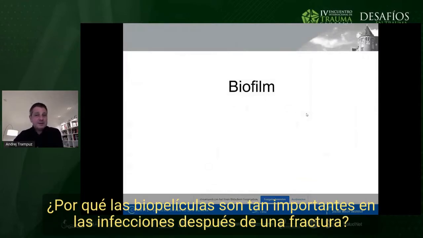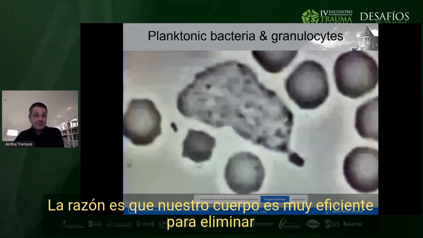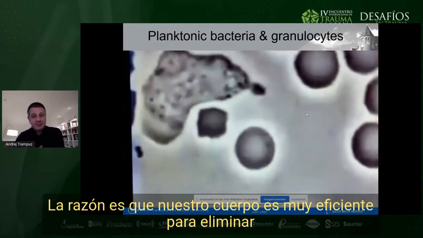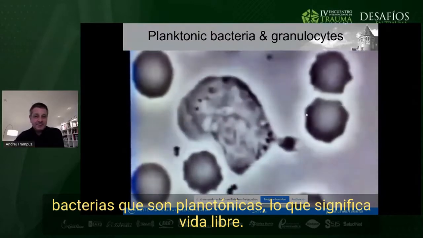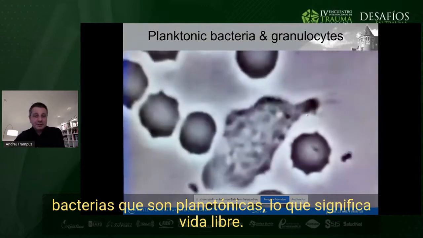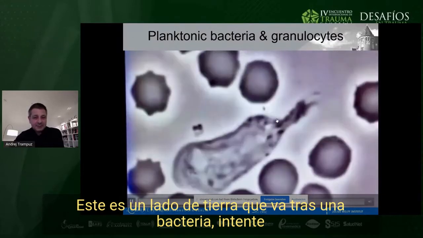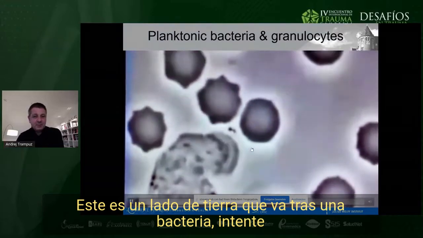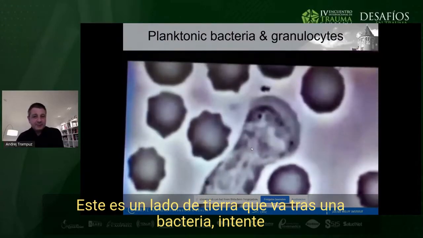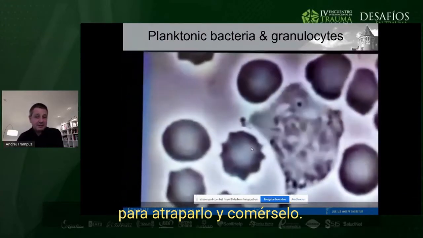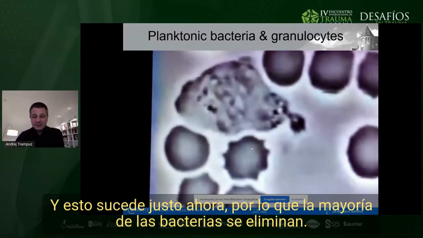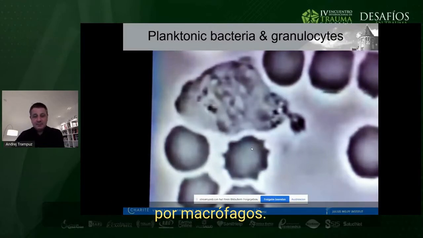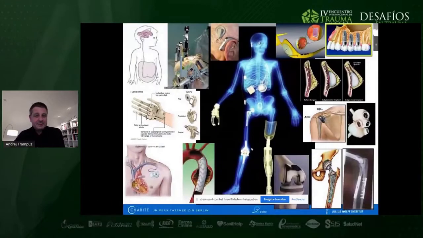Why are biofilms so important in infections after fracture? The reason is that our body is very efficient in eliminating bacteria which are planktonic, which means free living. This is a granulocyte which is going after a bacterium, trying to catch it and eat it. And this happens just now. So most bacteria are eliminated by macrophages.